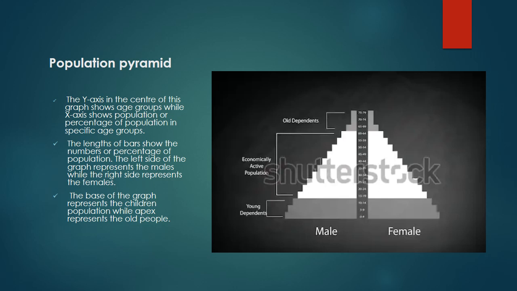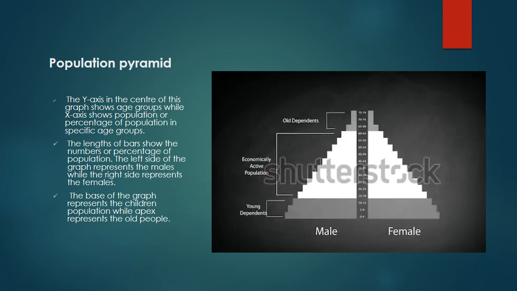The length of bars shows the percentage of population. You can see how much the population percentage is there in that particular age. The left side of the graph represents the males while the right hand side represents the females. The base of the graph represents the children population while the apex represents the old population.